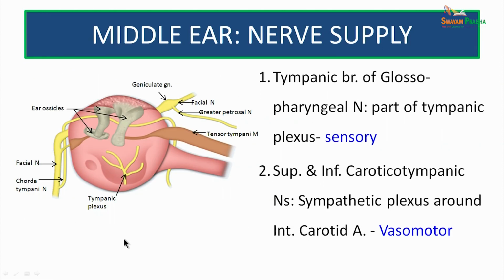Looking at the nerve supply of the middle ear, it is supplied by the tympanic branch of the glossopharyngeal nerve, which takes part in the formation of the tympanic plexus, and it is purely a sensory aspect. The vasomotor component comes through the superior and inferior caroticotympanic nerves. These are the sympathetic plexus which is found around the internal carotid artery.